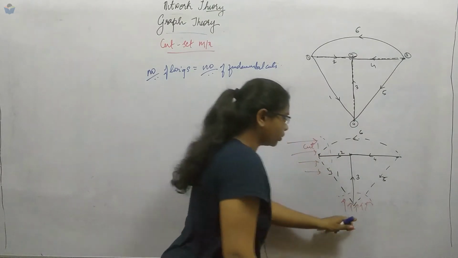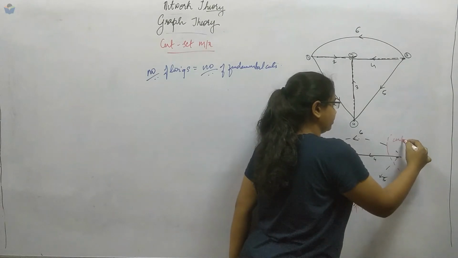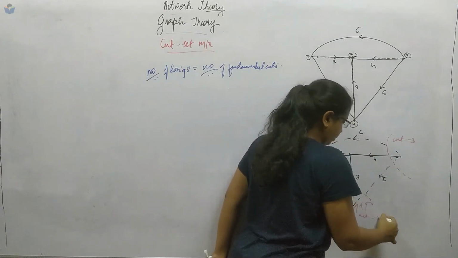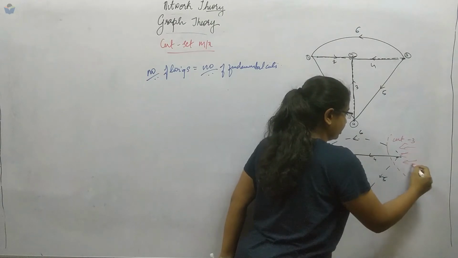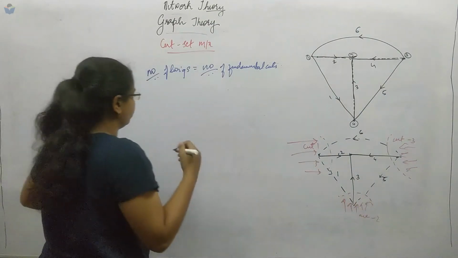Okay, this is one more cut. There is only one twig and the third cut is over here. Okay, this is cut 2. So this we will take in this direction. Okay, so now we will draw the matrix diagram for this one.